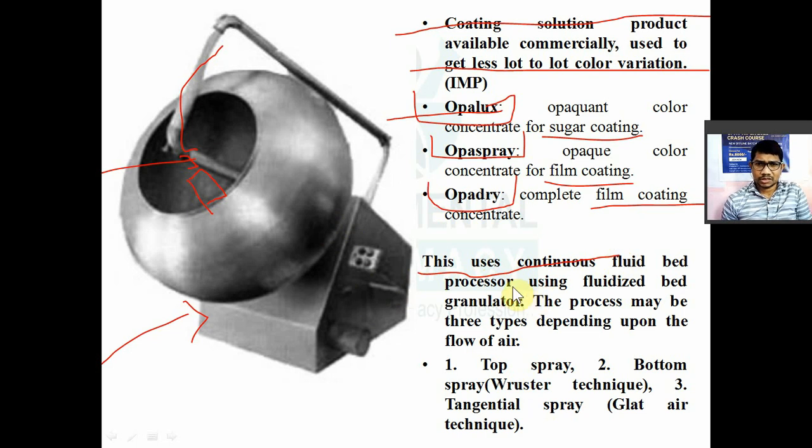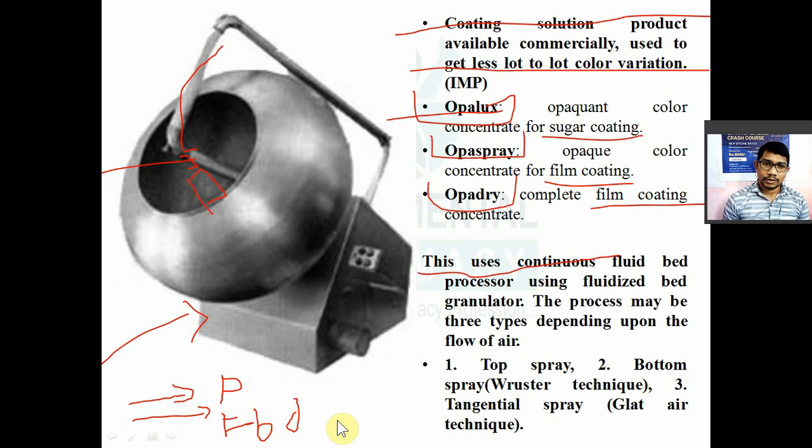So a fluidized bed granulator is used for fluidized bed coating, and this process is of 3 types. ये 3 टाइप का होता है. The process may be of 3 types depending upon the flow of air. तो एयर सप्लाई कहाँ से हो रहा है उसके ऊपर. फ्लूइडाइज्ड बेड कोटिंग और फ्लूइडाइज्ड बेड ग्रैन्युलेटर में 3 टाइप होता है. So the first one is known as top spray. Second one is the bottom spray. Bottom spray is known as the Wurster technique. इसके ऊपर क्वेश्चन आ चुका है. Tangential spray is known as the Glatt air technique. इसके ऊपर भी क्वेश्चन आ चुका है.